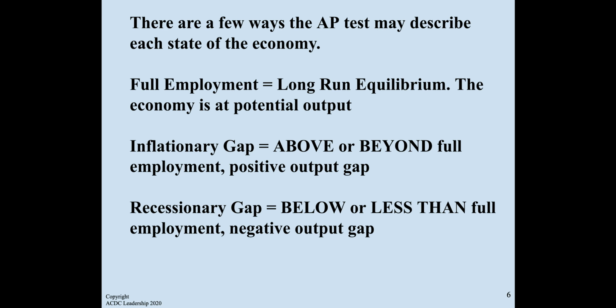There's a few ways that the AP test can describe each state of the economy. Full employment, which is the long-run equilibrium, is when the economy is at potential output. Or an inflationary gap, this is above or beyond full employment, which has a positive output gap. A recessionary gap is below or less than full employment, creating a negative output gap.